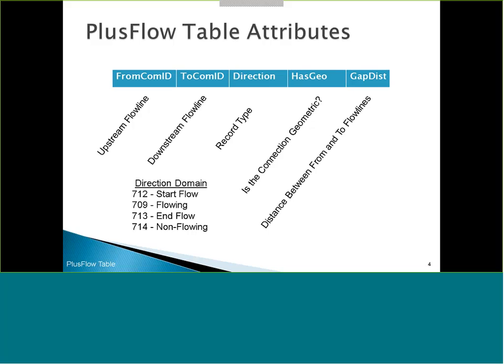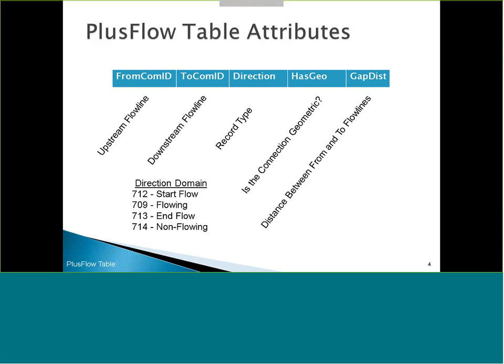So if you're going to navigate the NHD Plus and you're going to do it with a geometric network, which we are going to do tomorrow, you've got to remember that there are places where the geometric network isn't going to get you the whole way there. The last attribute is the gap distance. If has geo is a no, meaning there is no geometry, then the gap distance is filled in, and it tells you how far apart, as the crow flies, the two flow line endpoints are in terms of kilometers.